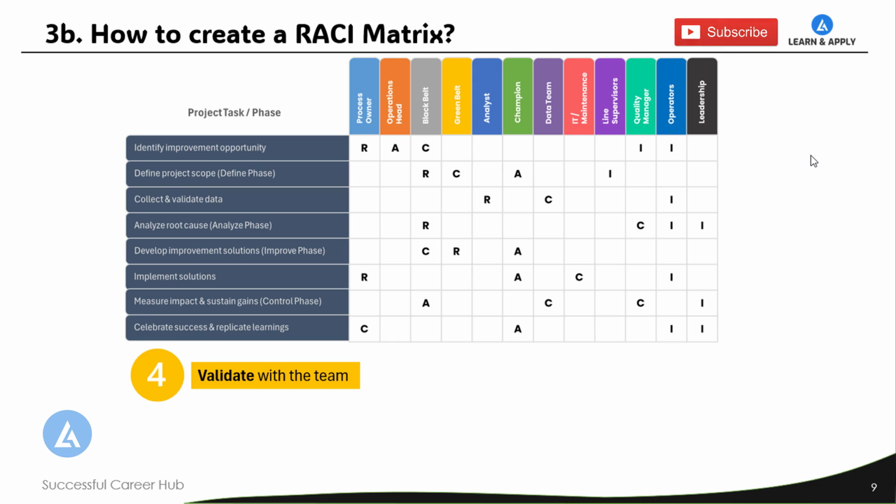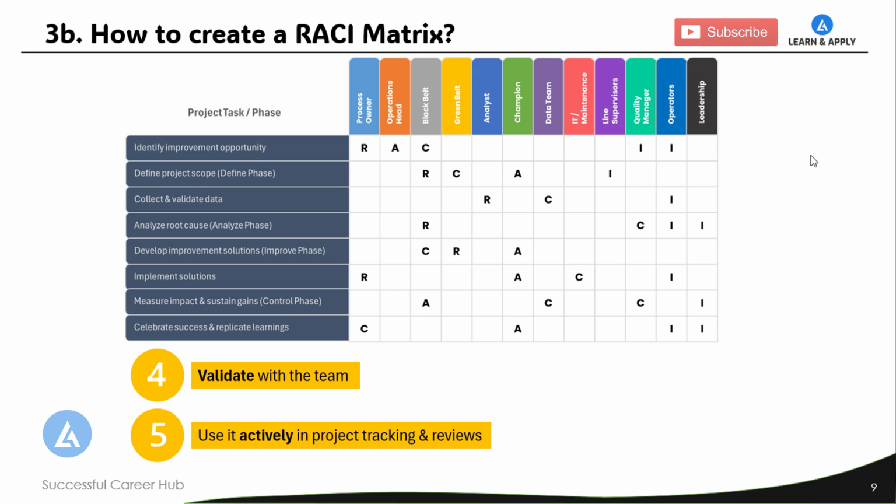Once we validate this with the team, then go for step number 5 to use it actively in project tracking and reviews. This is a critical step to make sure that we are not just creating the RACI matrix, but we are following it to complete the project or task in the defined timeline with the expected results.